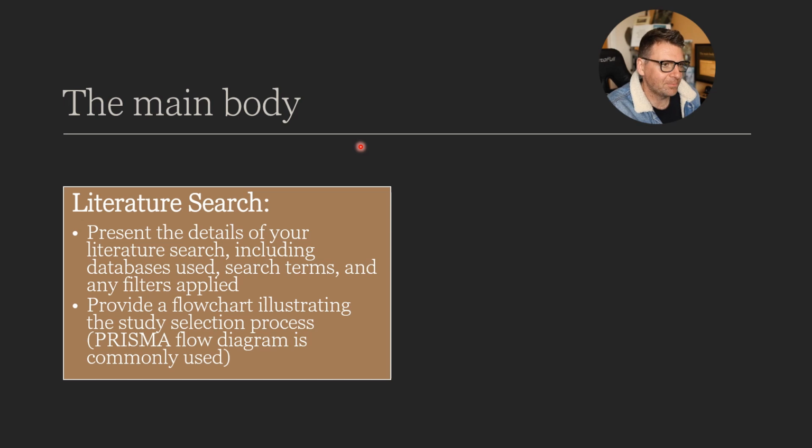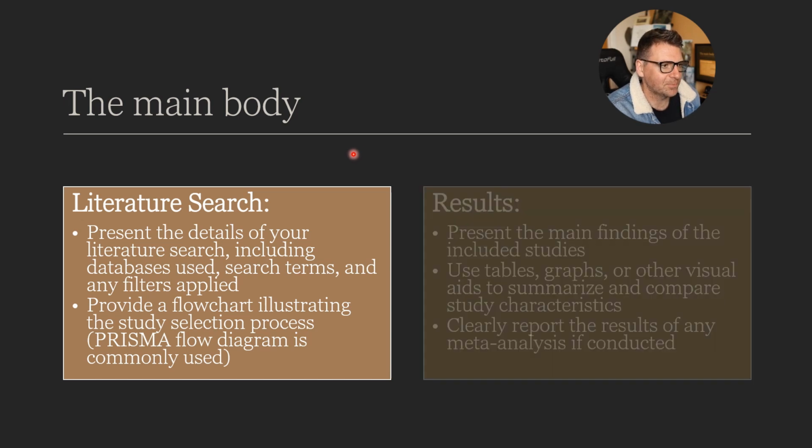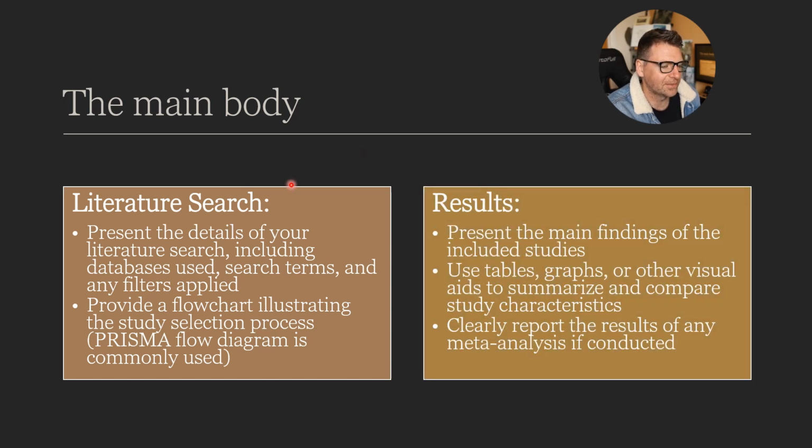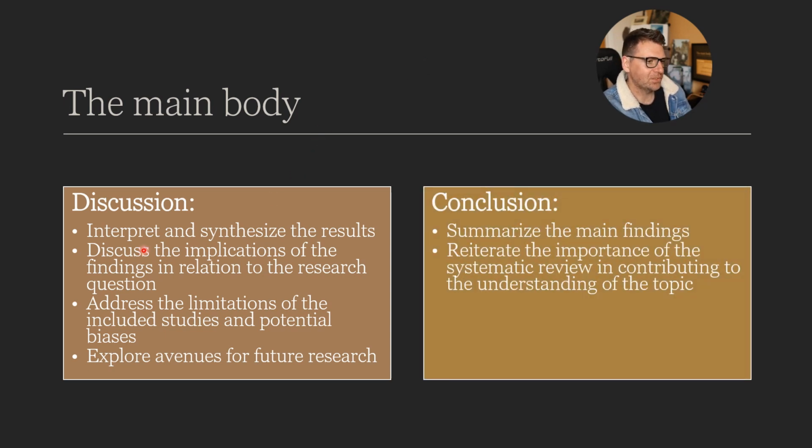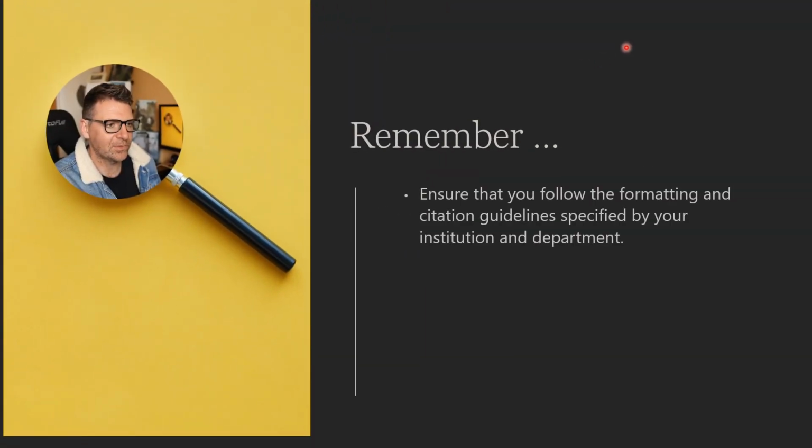video where people can mute me as much as they want and speed up the video as much as they desire. Literature research, okay, and results. So there's the evidence tables again. And then what I said about the discussion, you're basically addressing the limitations of the included studies and potential bias, exploring avenues for future research. And then the conclusion is summarizing the main findings and reiterating the importance of the systematic review contributing to the understanding of the topic.